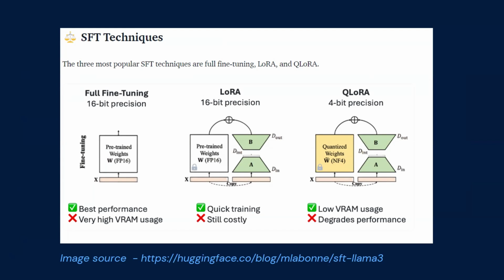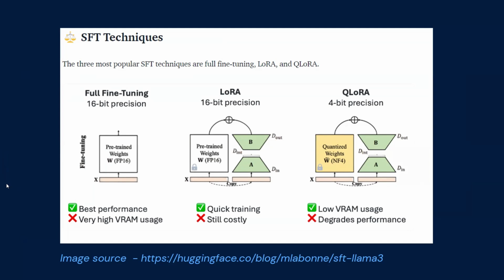Low rank adaptation, that is LoRa, is a popular parameter efficient fine tuning technique. Instead of retraining the entire model, it freezes the weights and introduces small adapters, that is low rank matrices, at each targeted layer. This allows LoRa to train a number of parameters that is drastically lower than full fine tuning, that is less than 1%, reducing both memory usage and training time.